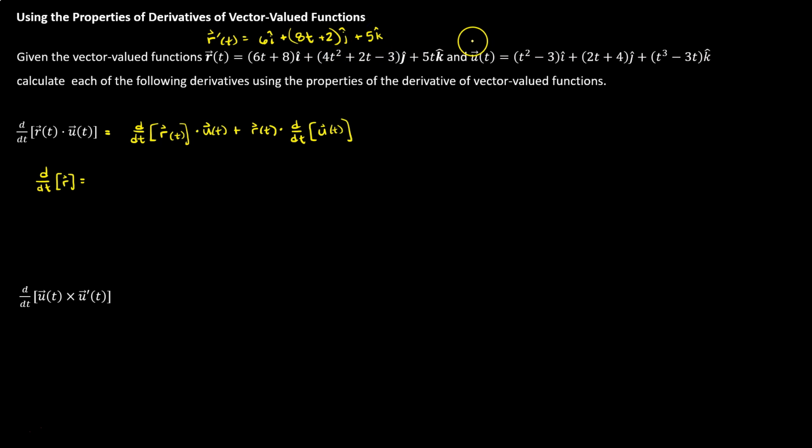We also need u prime. For the i hat component, I'd get 2t. For the j hat component, I would have 2. And for the k hat component, I would have 3t squared minus 3. And we want to plug those into our product rule expression that we have. So we need r prime here, and we need u prime here.